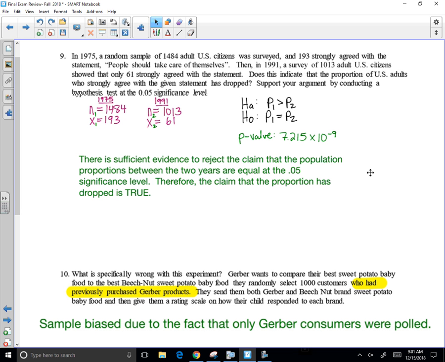Okay, why did they? And we don't even need to know the answer to the question. Why did they purchase the Gerber products to begin with? The fact of the matter is, you have a subset of the population that only purchased Gerber products. Like when I was buying diapers, for example, we always got Pampers. We never got Huggies. Why? Because somebody told us that Huggies were bad. But I never tried them.